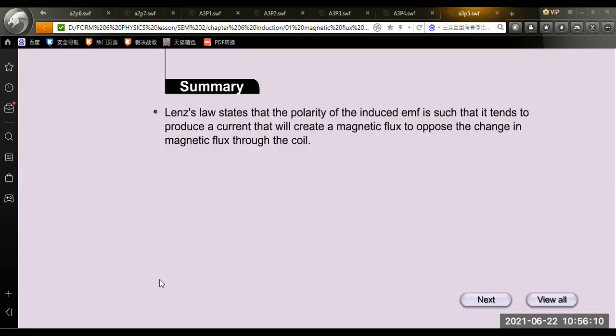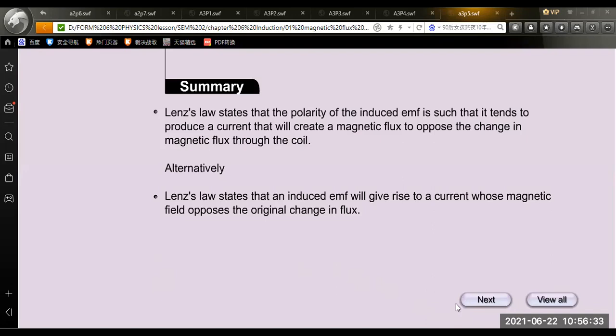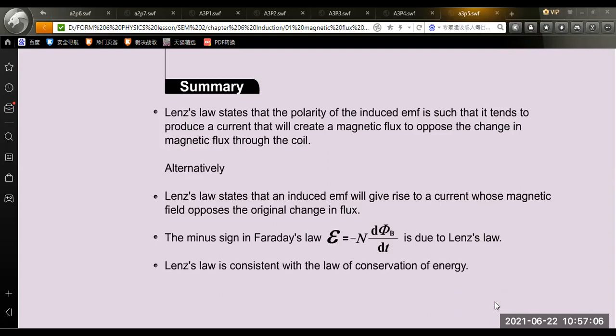As a summary, Lenz's law states that the polarity of the induced EMF is such that it tends to produce a current that will create a magnetic flux to oppose the change in magnetic flux through the coil. Alternatively, Lenz's law states that an induced EMF will give rise to a current whose magnetic field opposes the original change in flux. And the minus sign in Faraday's law, EMF is equal to negative N, change of the magnetic flux over the change of time, is due to Lenz's law. Finally, Lenz's law is consistent with the law of conservation of energy.